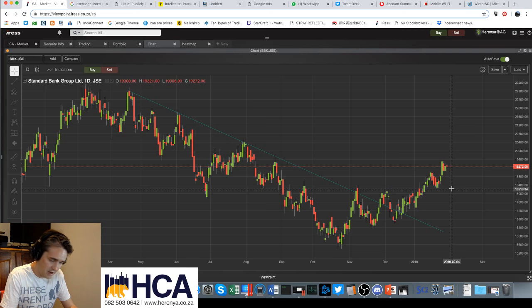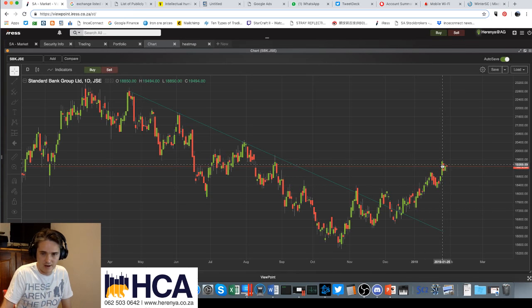Okay, US is up. Rand is stronger. Alright, so everything is still in place. We are still somewhat bullish on the market and the banks. So we want to be looking for longs. Okay, so we might even buy it here.